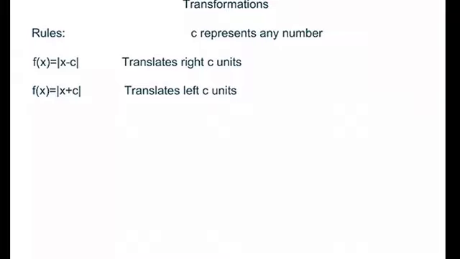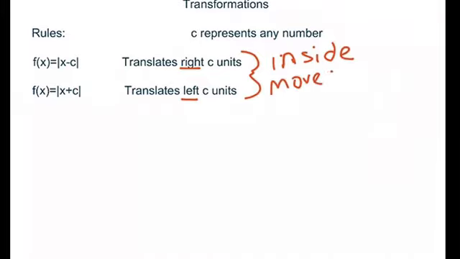So what I want to be sure that we see here is these two here are inside the absolute value sign. Minus moves it right, plus moves it left. So inside it moves opposite of what you think it should, or what the signs tell you. Okay? Inside is left to right and moves opposite of the sign.